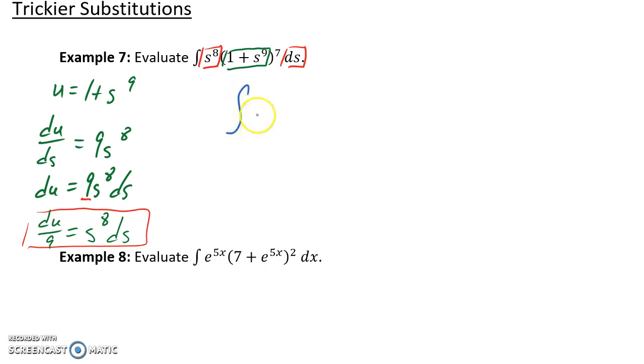So this will become the integral of u to the 7th, and then in place of s to the 8th ds, we're going to be substituting in du over 9. In the first six examples, in every case we just substituted du here, but since that du statement didn't match up exactly with our problem, we had to modify it slightly, in this case by dividing the 9 to the other side, to get something that matched up exactly with those 2 pieces that were left over.